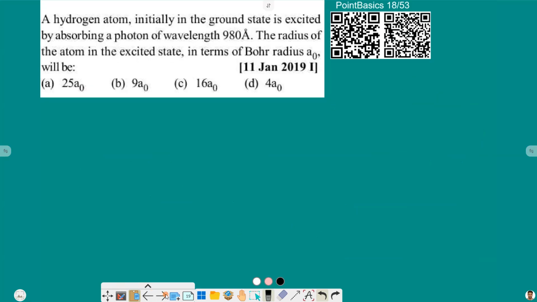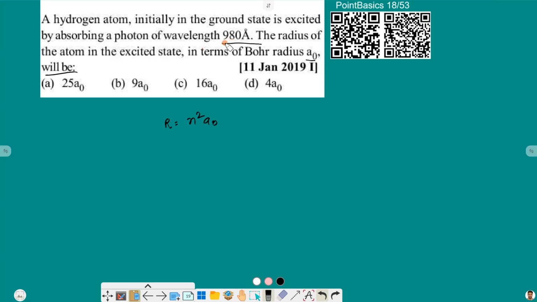Now let us move to one more question. A hydrogen atom initially in the ground state is excited by absorbing a photon of wavelength 980 angstrom. The radius of the atom in the excited state in terms of Bohr radius a naught will be. Now here we have to find out the radius of the atom. So we don't have to calculate the nuclear radius, we have to calculate the electronic radius. And we know that for electronic radius, R is equal to N squared times a naught.